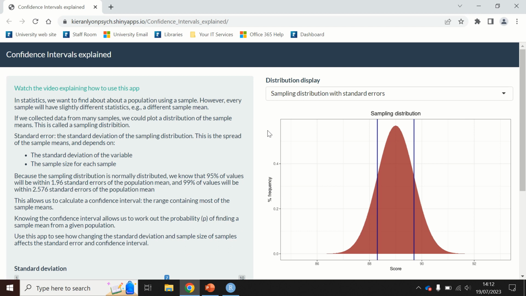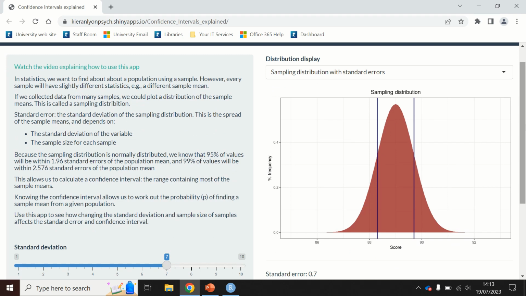And so what that means is that we have all these samples and we measure the means of all these samples, and 95% of the means will be around there, 67% of the means will be here. So this blue line is the mean plus one standard error, and this blue line is the mean minus one standard error. So the standard error is just the standard deviation of the sampling distribution. It's how far the means are away from each other.